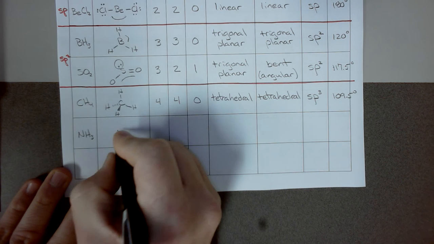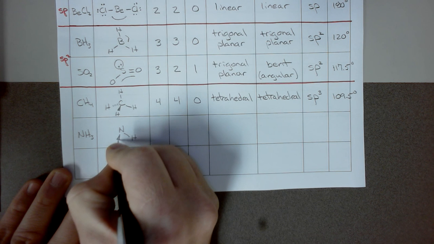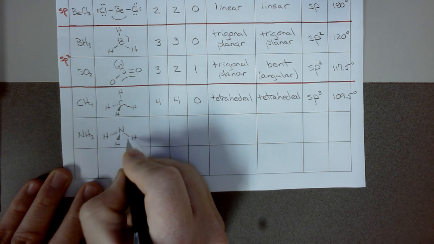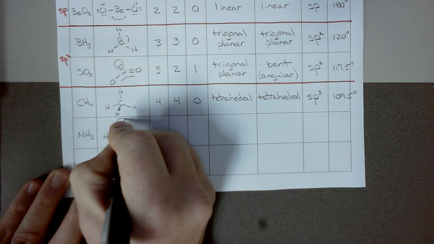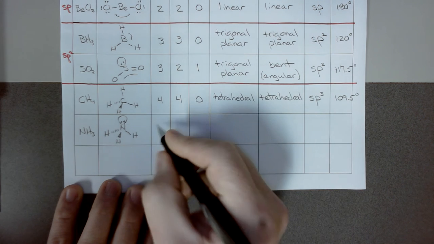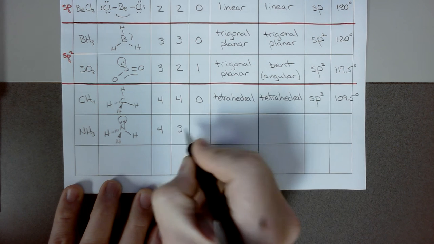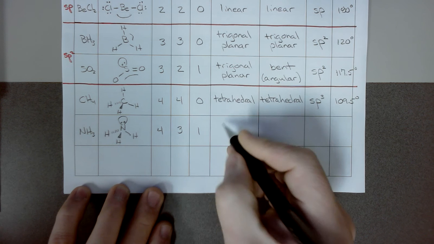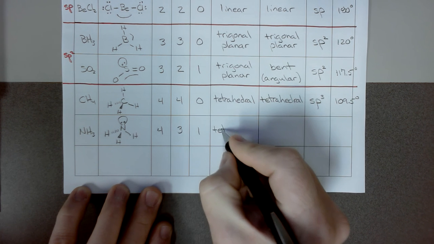NH3. And this would be a nitrogen, and we'd have a hydrogen, then a hydrogen coming out of the plane, and then a hydrogen going back in the plane. This is a tripod right here, if you want to think of it that way. And then we have our lone pair up here. So when I look at this, we have 1, 2, 3, 4 electron domains, but only 1, 2, 3 bonding domains and 1 lone pair. Now as far as electron geometry goes, it still has 4 electron domains, so the electron geometry is tetrahedral.